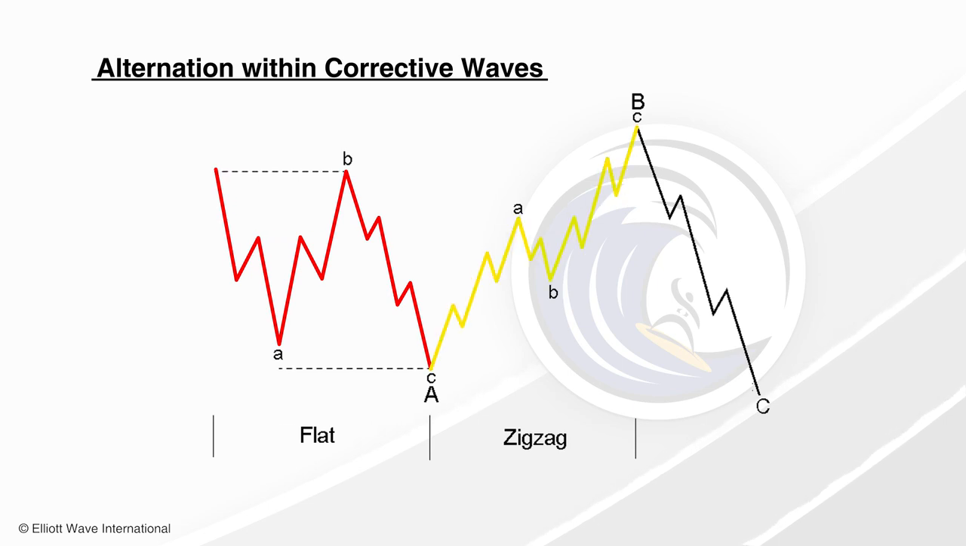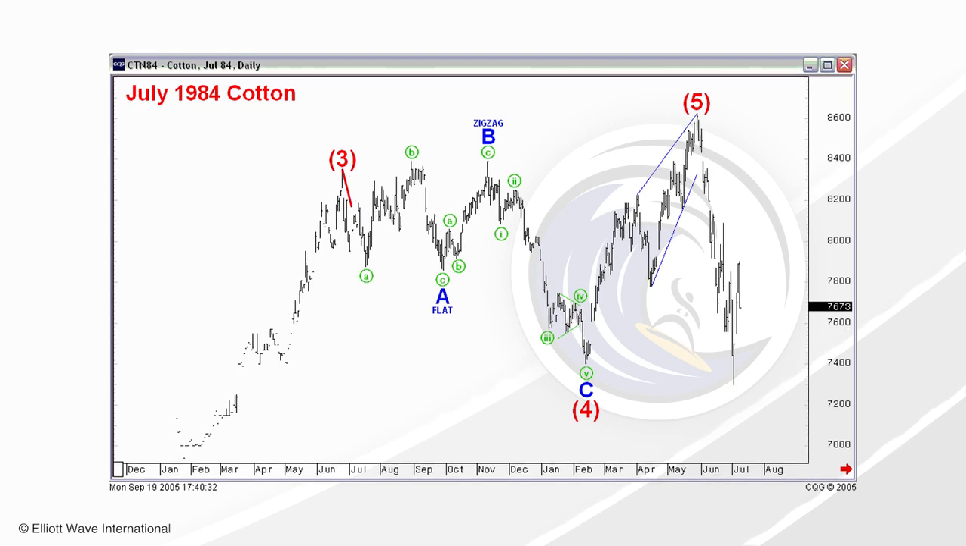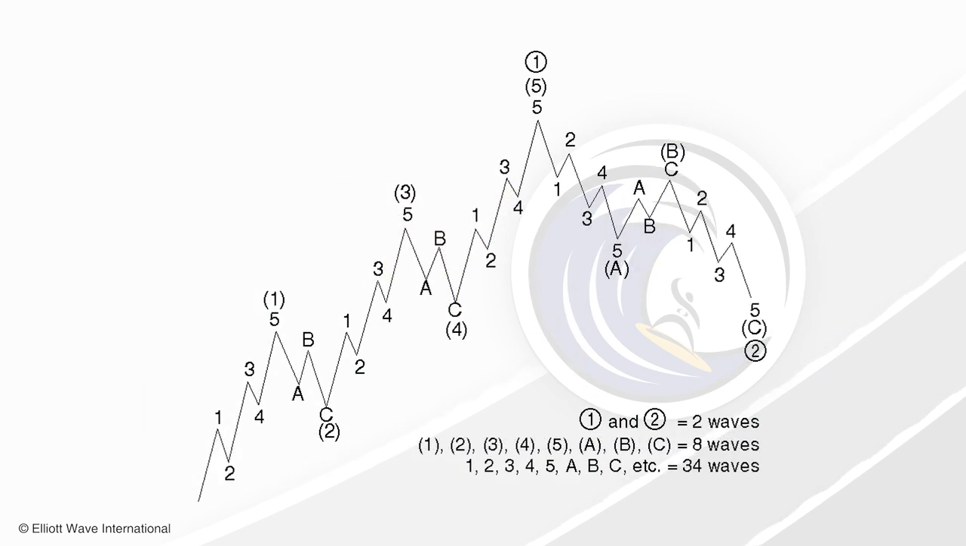And here's an example of that in cotton futures. We have wave A, which is a flat, expanded flat, followed by a wave B zigzag. The guideline of depth states that in corrective structures, primarily wave 4, that wave 4 will terminate in the area of the previous 4th wave at 1 lesser degree.